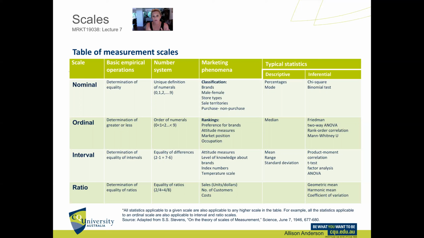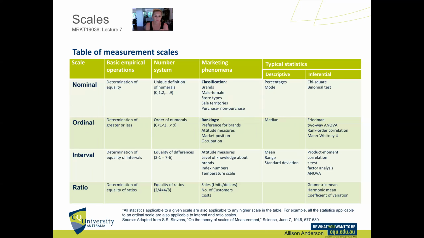Friedman, two-way ANOVA, rank order correlation, and Mann-Whitney U. I'm not going to talk about those today. They're all part of different types of statistical analysis tests that you can learn in SPSS. And I don't actually think we're going to get to a point of even discussing a lot of those in SPSS. So there's not a huge need, but if there's something that you want to pursue, that's useful information for you.